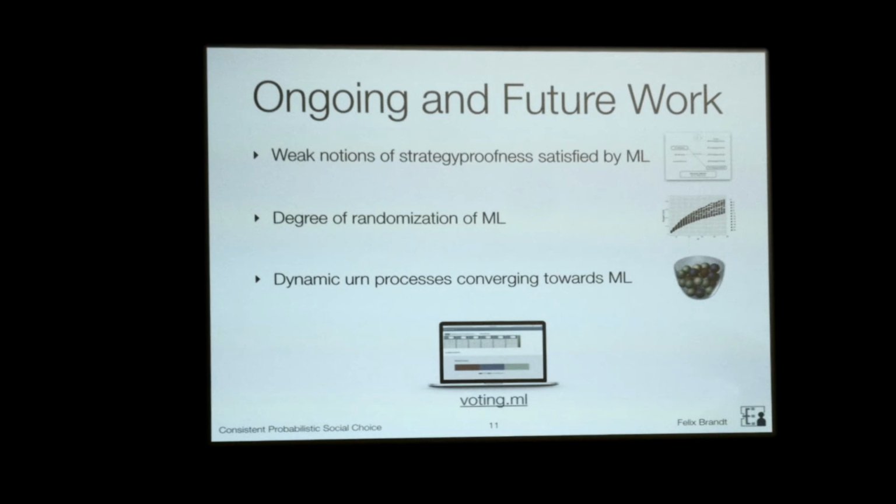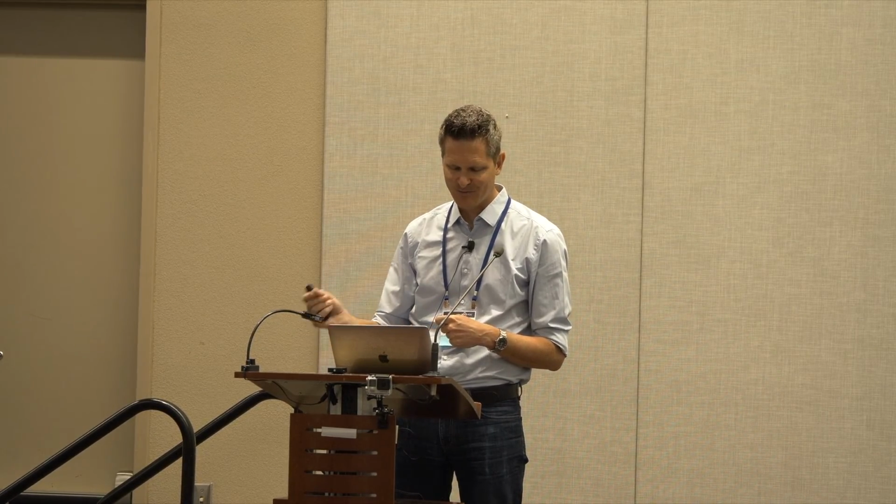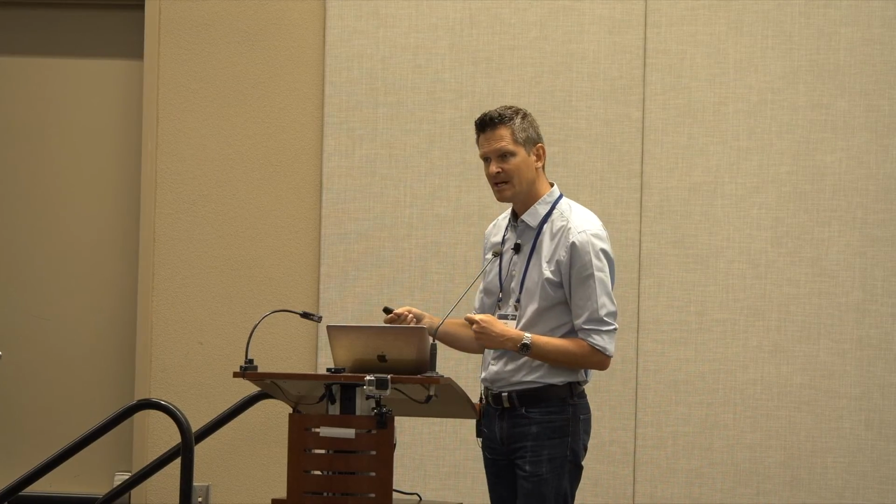And finally, this is an ongoing project by Florian and myself. We are currently looking at a dynamic urn process which converges towards maximal lotteries. Here the idea is that we don't want a central authority which just takes a preference profile as an input and then computes the maximal lottery, but rather a dynamic process where you just take balls from an urn and replace them with other balls, and then maximal lotteries naturally evolve over time rather than being computed by a central authority.